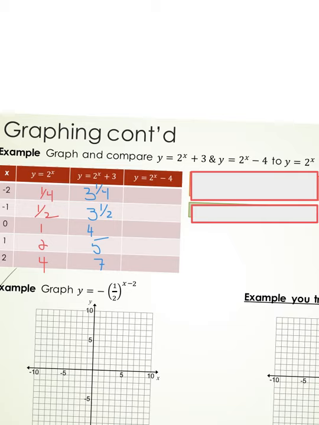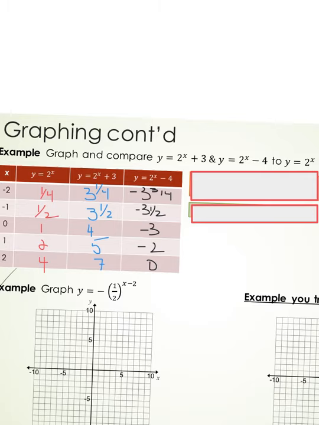If we look at 2 to the x minus 4, we're just going to take the first column, our y values for y equals 2 to the x, and subtract 4. So 1/4 minus 4 is -3 3/4. 1/2 minus 4 is -3 1/2. 1 minus 4 is -3, 2 minus 4 is -2, and 4 minus 4 is 0. And now we're going to graph our different values.